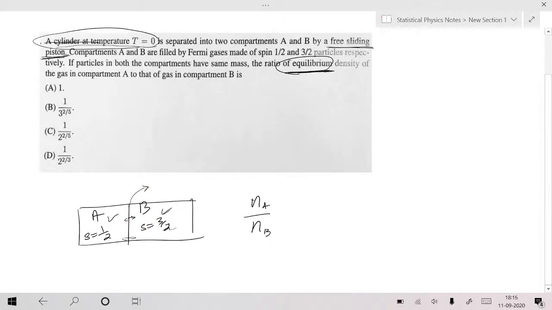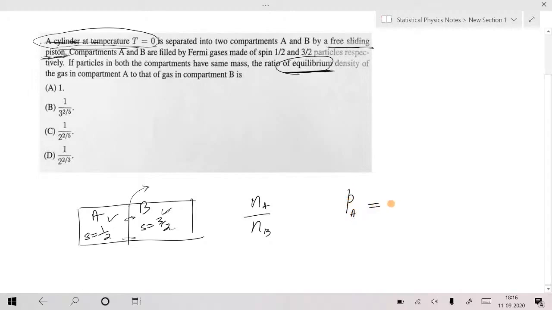Then it will stabilize at some position. Yes. After equilibrium, which quantity is equal once it comes to mechanical equilibrium? Number of atoms per unit volume should be equal. No, pressure is equal now, sir, at equilibrium. Yes, that's what I'm saying. We can use the pressure equation.